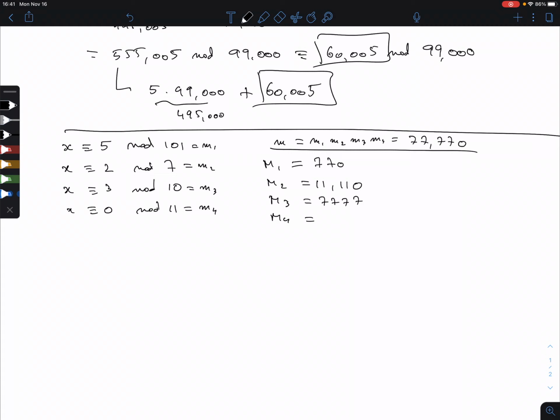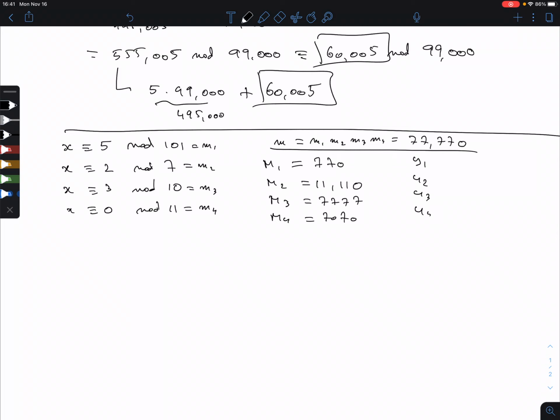No, that cannot be, sorry. 70 times 101 is 7070, sorry. Yeah, I better have the right things here, otherwise I'm getting myself in trouble. Now, what I also need is y1, y2, y3, and y4.